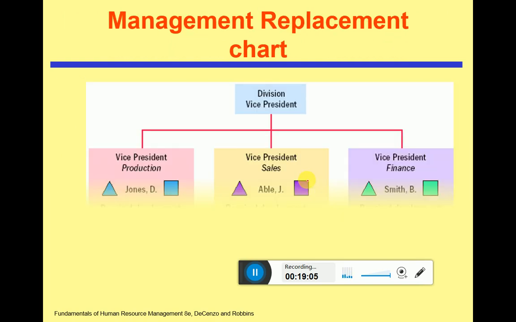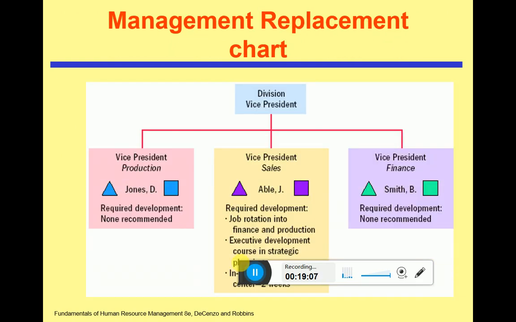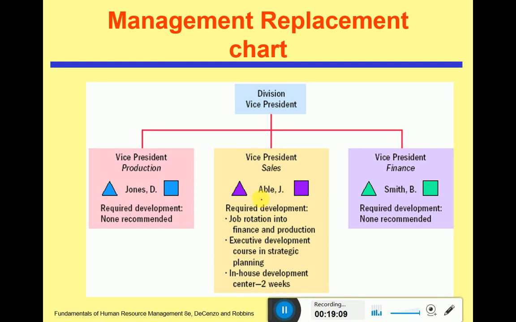Now let me show you the replacement chart. This is an example from the book, it will make your idea more clear. For example, division vice president, and here is the vice president. That is a triangle, and below it we have a rectangle: required development, clear, not recommended. Here Mr. Albert, for example, is a bit ready to take over the position of division vice president.